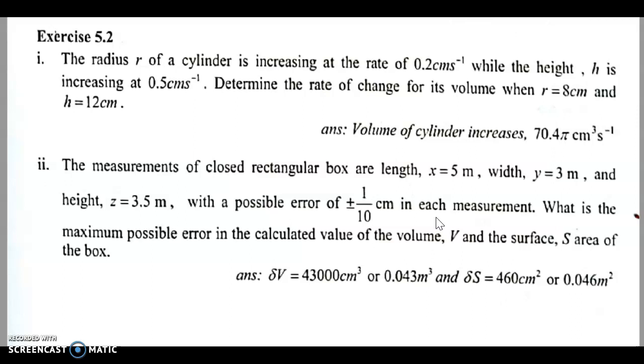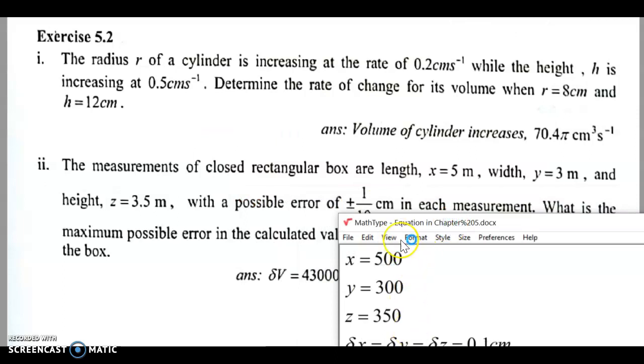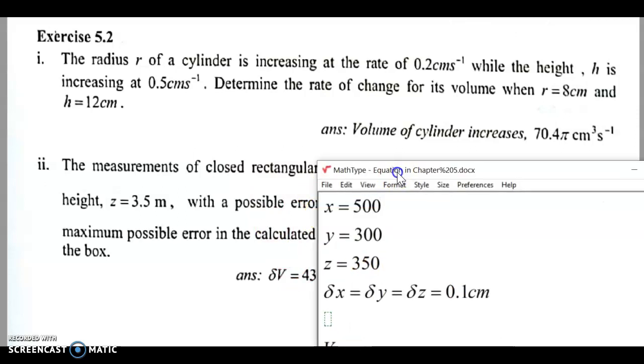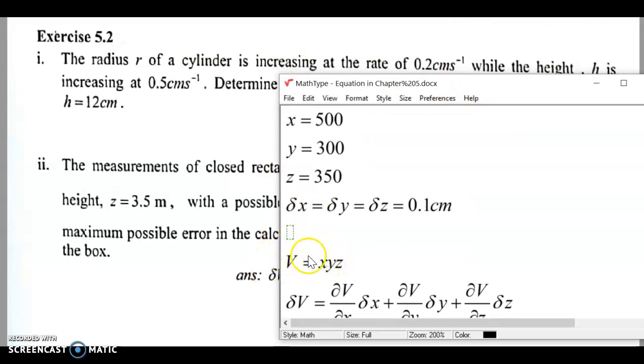Okay, so let's do that. Of course, the first thing to do is to extract all of the information. We have x, y, z here, and I already converted in centimeter because the measurement later will be in centimeter. Let's standardize it. So the increment of each of the measurement as stated in the question is 1/10 centimeter. So the small increment in x is equal to y equal to z, which is 0.1 centimeter. To find the volume, we'll use the formula of volume for a rectangular box, which is x times y times z.